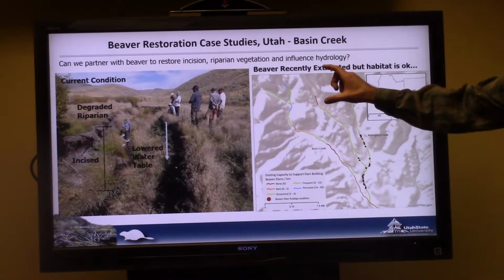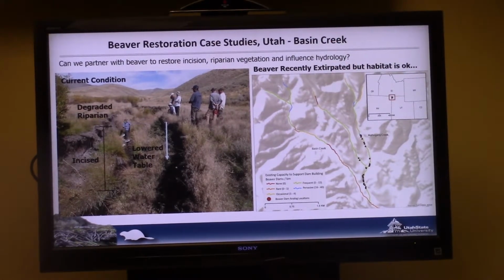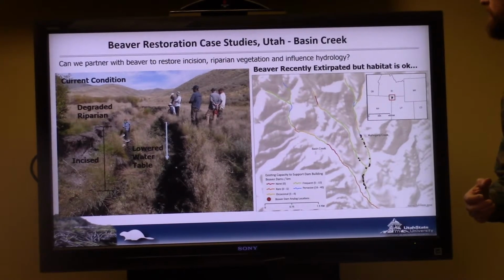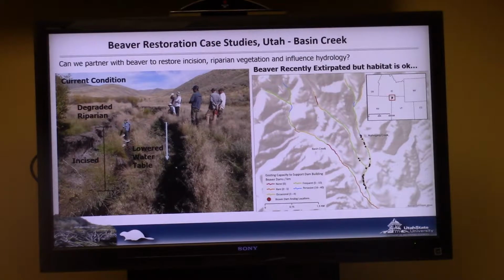So we have slightly different but related objectives in each one of these projects. In Basin Creek, we're asking, can we partner with beaver to help restore this incised stream that has degraded riparian vegetation, and can we influence hydrology in a positive way? In this situation, we're working with Kent Sorensen from the Ogden office, and he really brought this project to our attention.